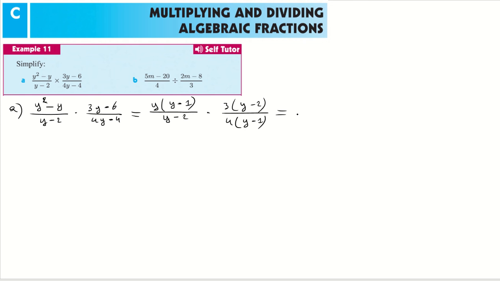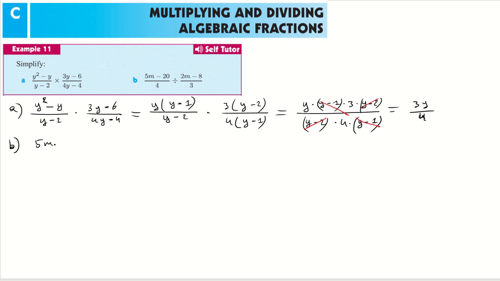Okay, so I can write that under one fraction. So y times y minus 1 times 3 times y minus 2 over y minus 2 times 4 times y minus 1. Here we have the y minus 2, the y minus 2, the y minus 1, the y minus 1, and that should be equal to 3y over 4.